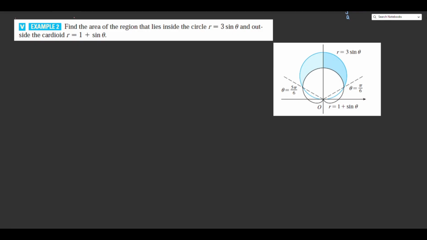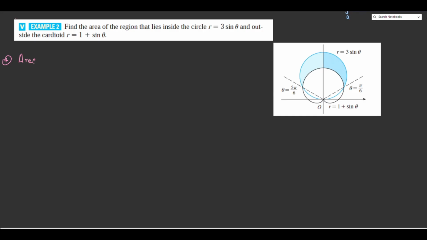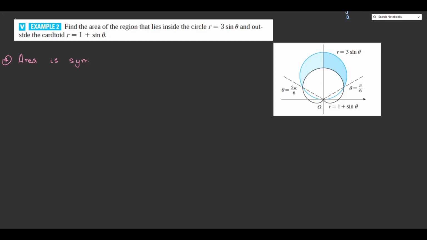The area which is shaded here in blue is this whole thing. But here we will apply the same technique that we used in our previous example. The first thing you need to identify is that the area is symmetric about the y-axis.